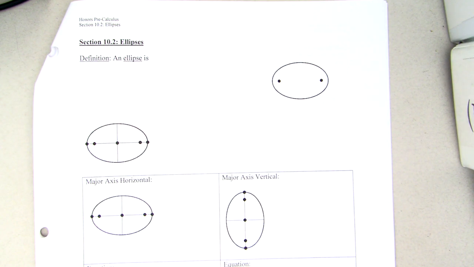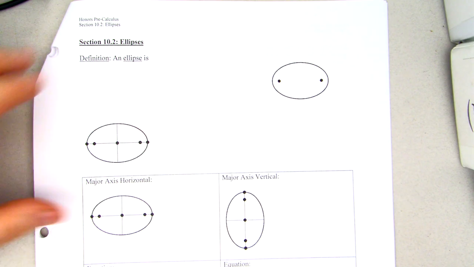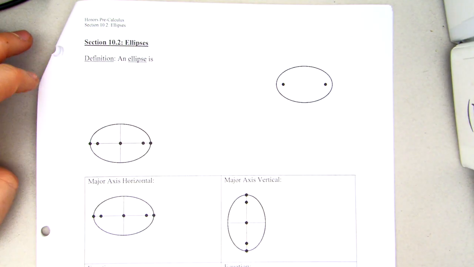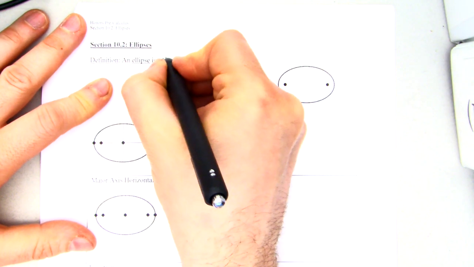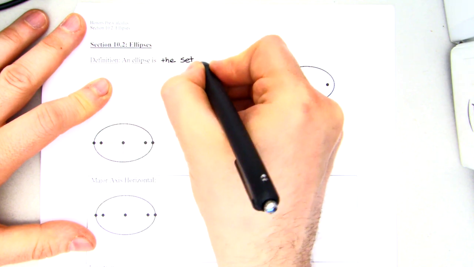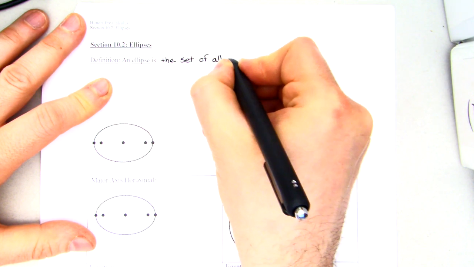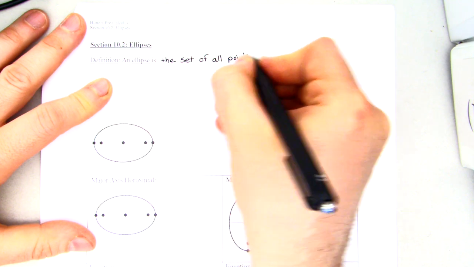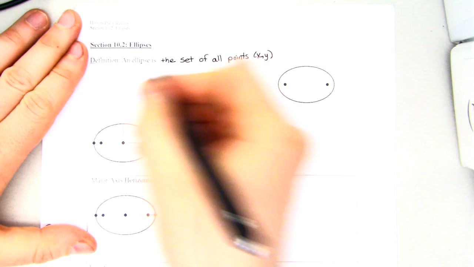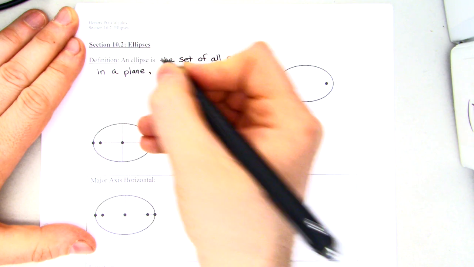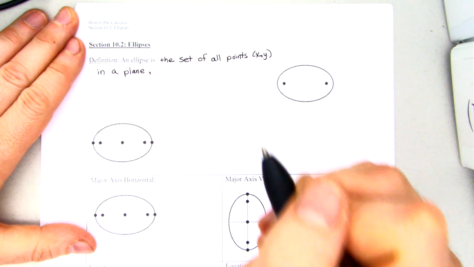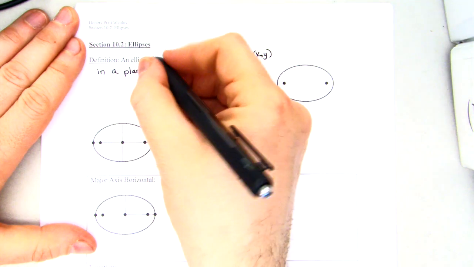All right, so today we're going to take a look at our third conic section and deal with ellipses. We're on page 9, by the way, of your packets. For starters, our formal definition of an ellipse is the set of all points x comma y in a plane where the sum of the distances from two fixed points, which we'll call foci, is constant.